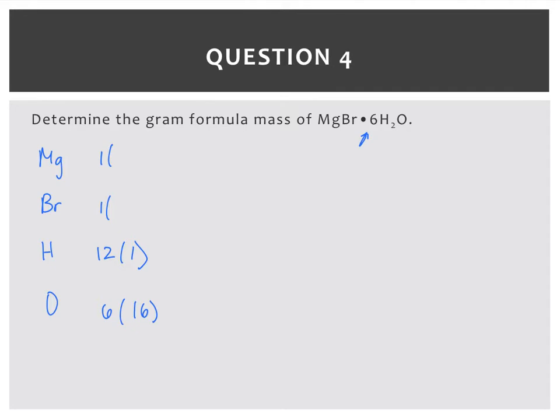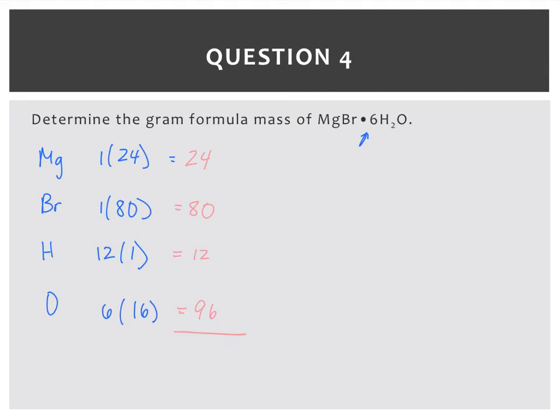So let's start with bromine. Bromine, we should get 80. That's big. Magnesium, all the way on the other side, we should get 24. All right, next we multiply across. Let's use a different color: 24, 80, and 8 times 12 is 96.